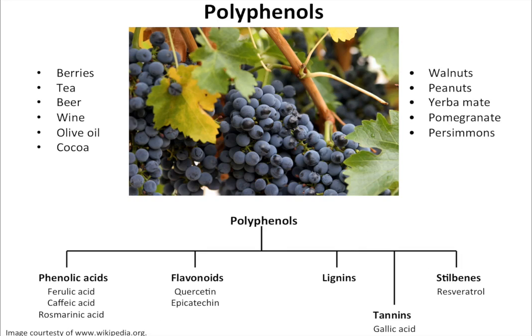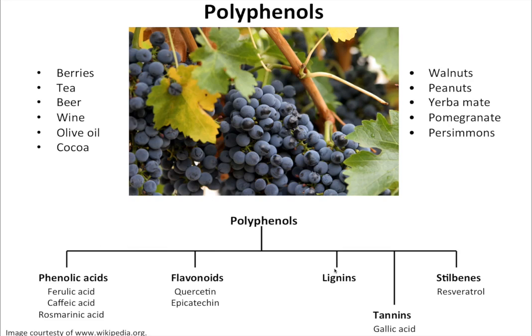Let's talk a little bit about polyphenols. Polyphenols are a class of compounds that are found in leaves, berries, tea, beer, wine, olive oil, cocoa, walnuts, peanuts, all types of nuts. Yerba mate, that's kind of like a tea drink from South America. Pomegranate, persimmons, all different fruits. We're just naming a few here. But we find these polyphenols present, and they often give these nice rich colors to the fruits that you see.